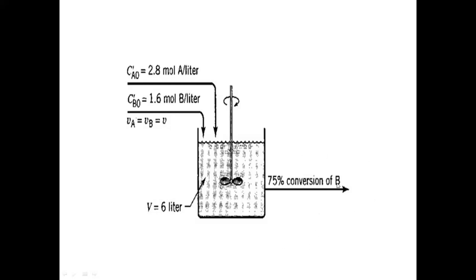We are to determine the corresponding volumetric flow rates of these 2 separate streams, which are said to be equal, for us to be able to come up with 75% conversion of the limiting component B. So we'll go back to the key points later. We'll go back to our board.